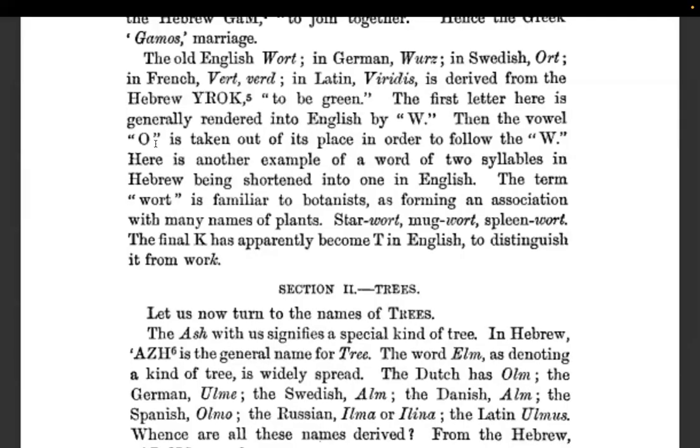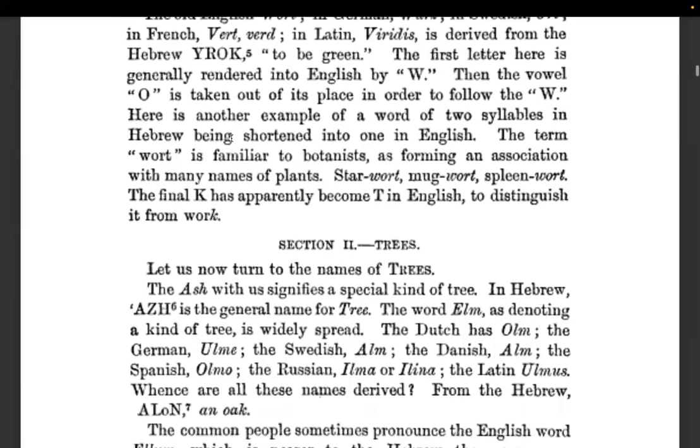It says the first letter here is generally rendered into English by W. Then the vowel O is taken out of its place in order to follow the W. Here is another example of a word of two syllables in Hebrew being shortened into one in English. The term wart is familiar to botanists as forming an association with many names of plants: starwort, mugwort, spleenwort. The final K has apparently become T in English to distinguish it from work.